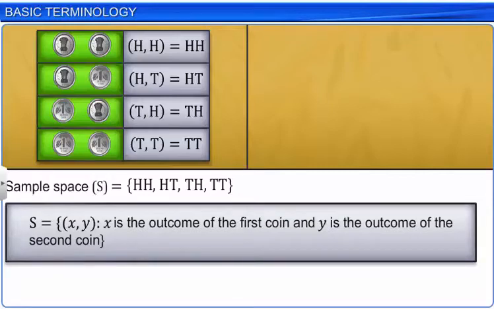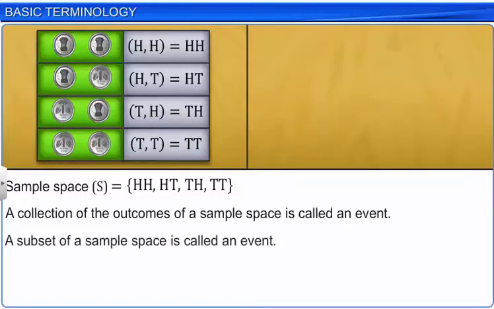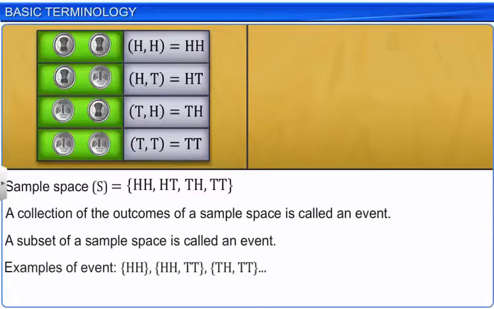A collection of the outcomes of a sample space is called an event. In other words, a subset of a sample space is called an event. In this example, some of the events are shown.